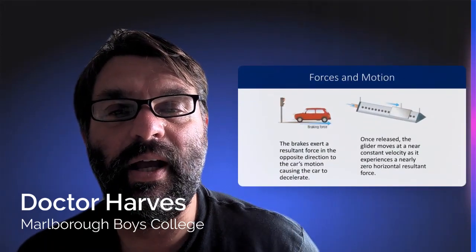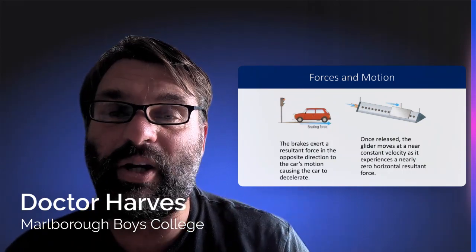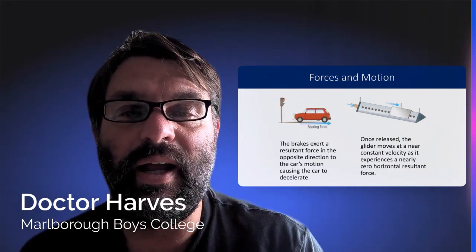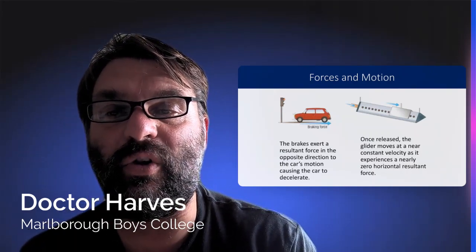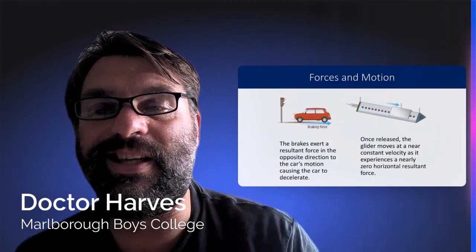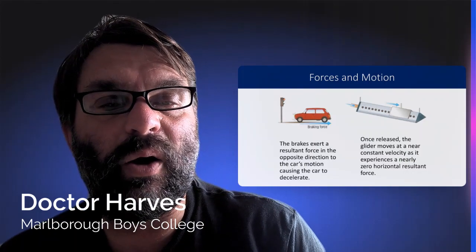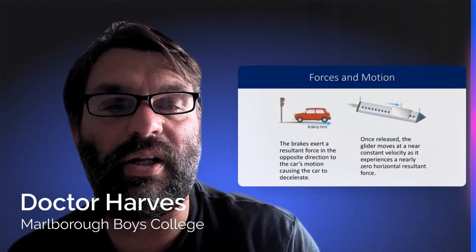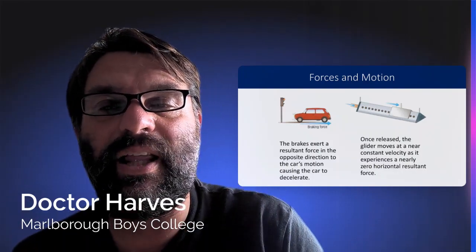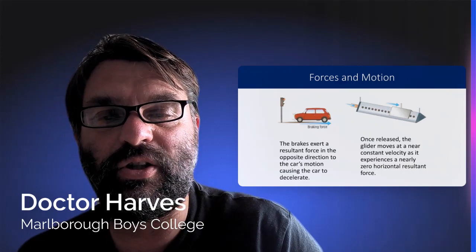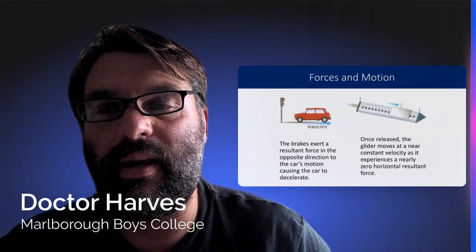And final 2 examples here. If the brakes exert a resultant force in the opposite direction to that which the Mini is moving, the forward direction, then that will cause the car to slow down, to change its velocity over change in time. It will decelerate, so it will be a negative acceleration. And the final one is for a glider here. Once released, the glider will move at constant velocity because the drag force and the thrust force pushing it forward are the same. Okay, so there's a few examples there of the relationship between the resultant force and motion.